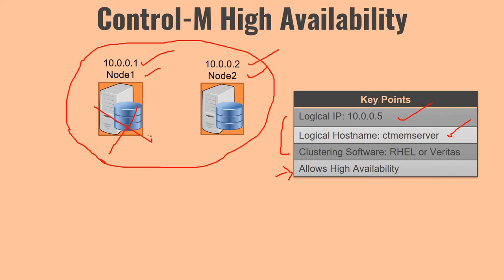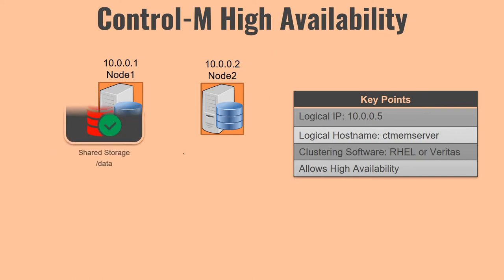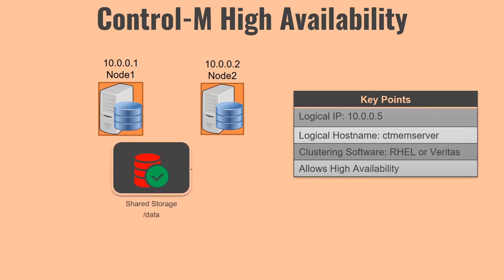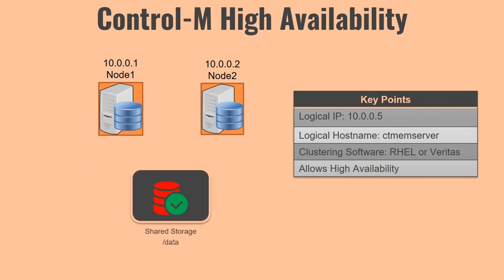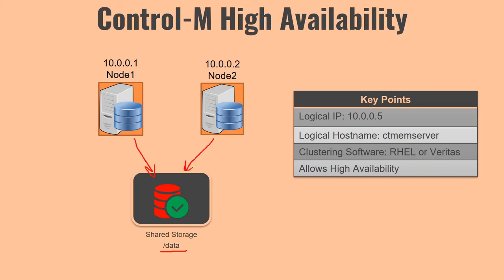So in this case, what we need is one very critical thing, which is called shared storage. We can have a shared storage, which is going to be SAN storage. SAN storage is faster, and it is going to give us a mount point. Let's say that mount point is called /data. You need to make sure that whenever you install the Control-M application, you install it on this shared storage. The functionality of this shared storage is that it can be accessed by both of these machines.